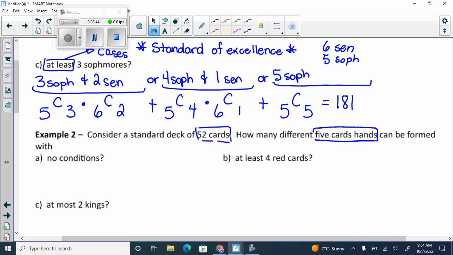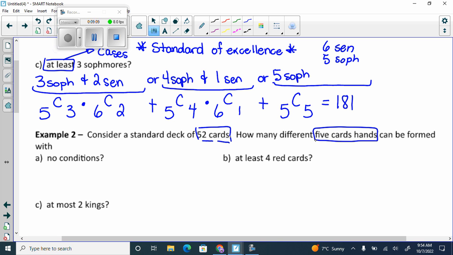So just like we had a 5-person subcommittee, now we have to have 5 cards to make the hand. And cards are always what? Cards are combs. Cards, combs. CC. Think of it that way. The moment you get cards in your hand, you can move them around, therefore order doesn't matter, right? So if I have no conditions, what am I going to do?